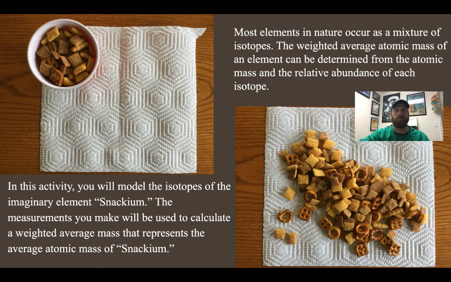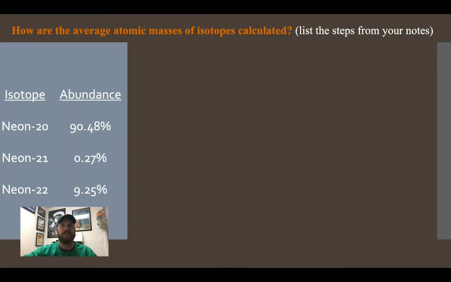each isotope. In this activity, you will model the isotopes of the imaginary element Snackium, which is just regular Chex Mix. Just as there are different iron atoms in this paperclip, each different piece of Chex Mix represents a different isotope of the imaginary element Snackium. The measurements you make will be used to calculate a weighted average mass that represents the average atomic mass of our imaginary element. On the lab, you are asked to list the steps for solving an average atomic mass problem.